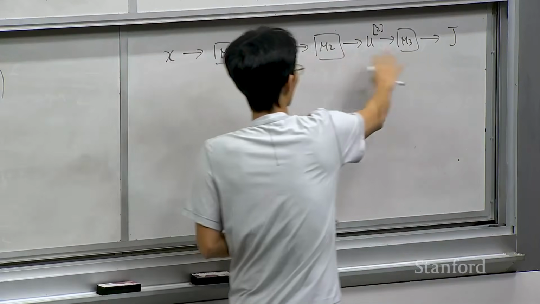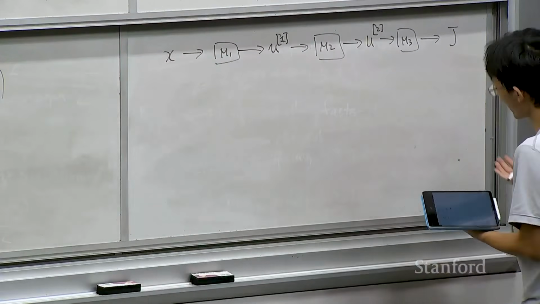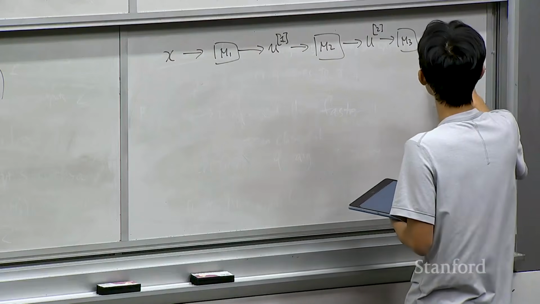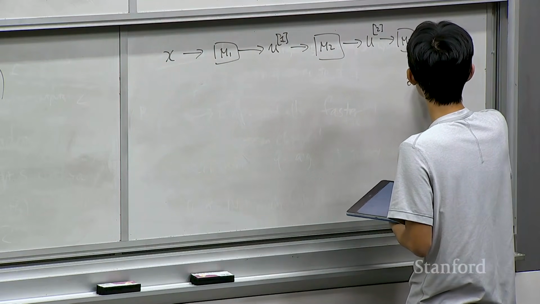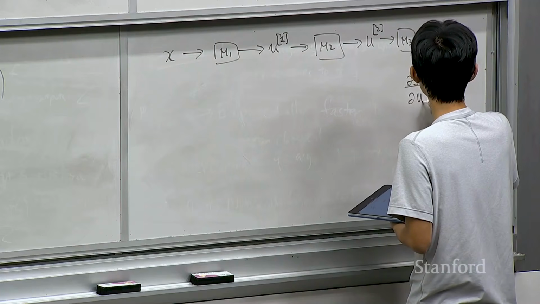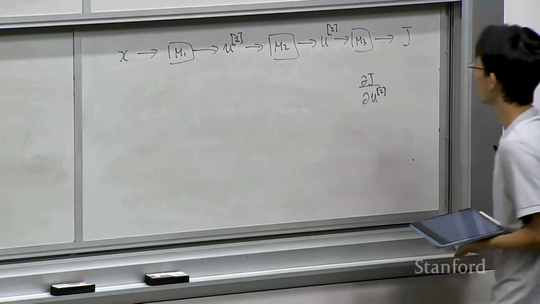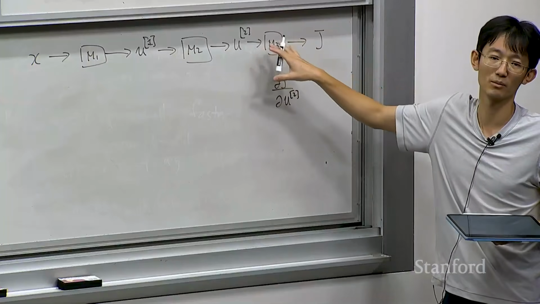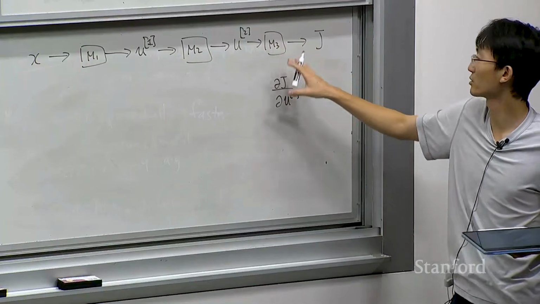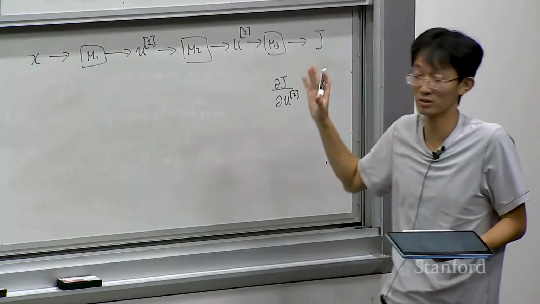So you do this forward computation, and how do you do the backward computation? The first thing you do, step one, is compute dJ over dU2. How do you do this? This is very simple. It's local, you just do some differentiation. You have only one module, so it's easy.